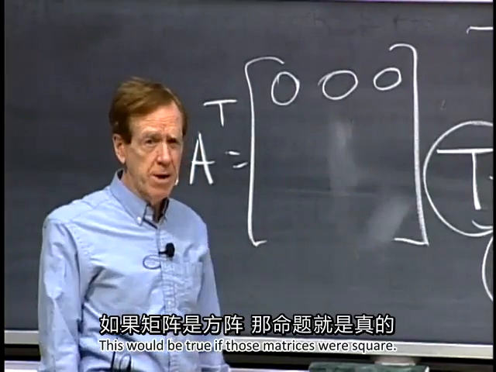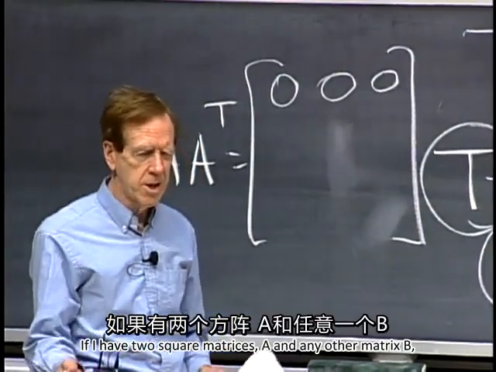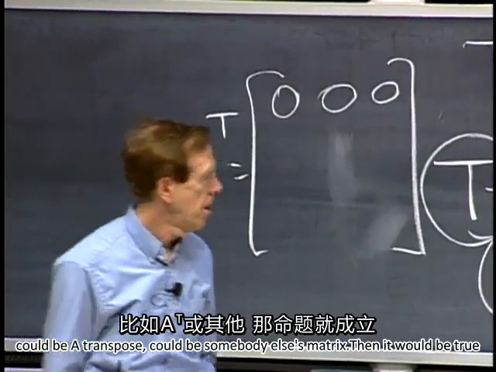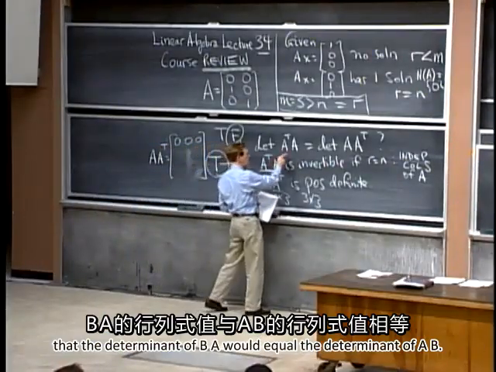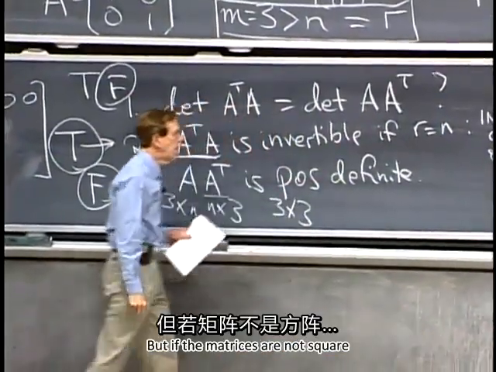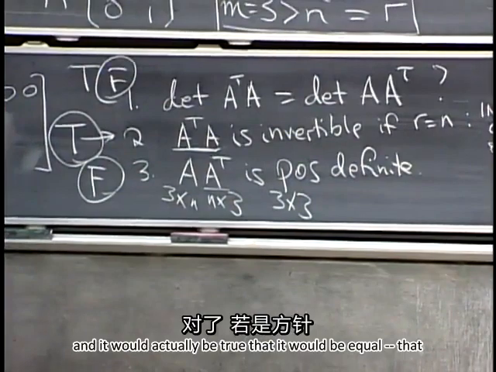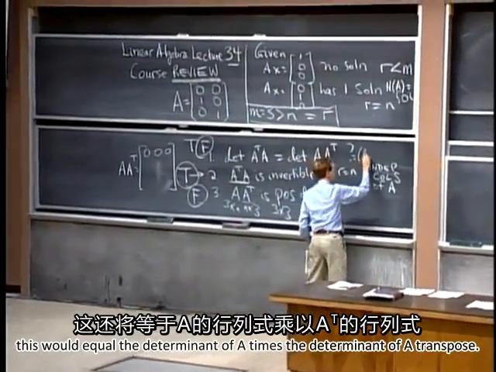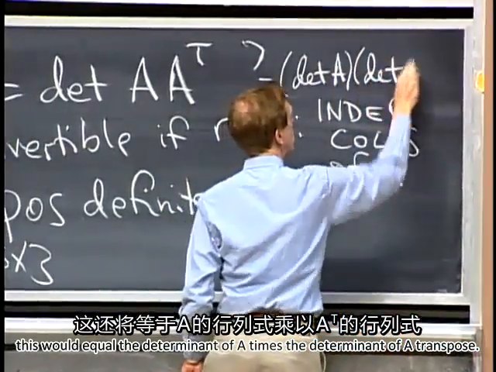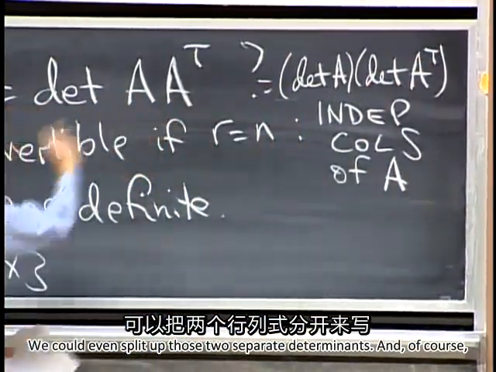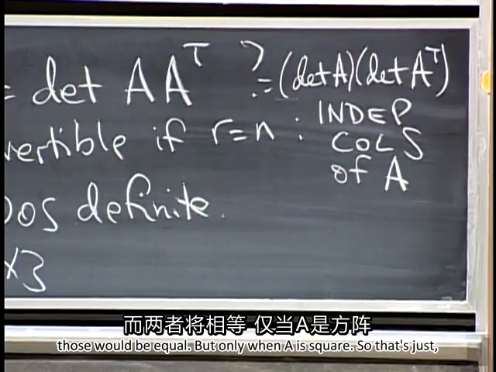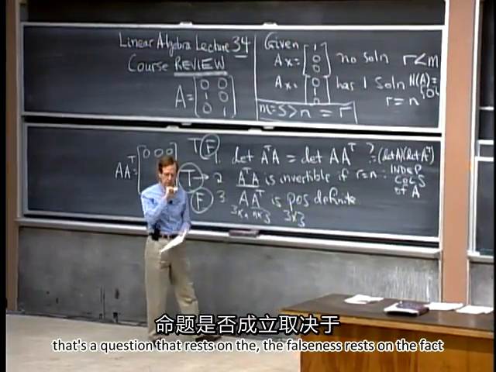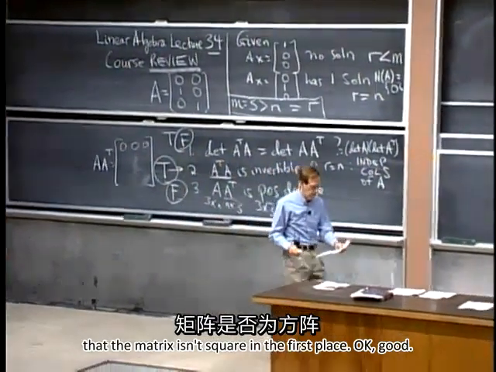This would be true if those matrices were square. If I have 2 square matrices, A and any other matrix, B, could be A transpose, could be somebody else's matrix, then it would be true that the determinant of BA would equal the determinant of AB. But if the matrices are not square, it would actually be true that this would equal the determinant of A times the determinant of A transpose. We could even split up those 2 separate determinants, and of course those would be equal, but only when A is square. So that question rests on the fact that the matrix isn't square in the first place. Okay, good.